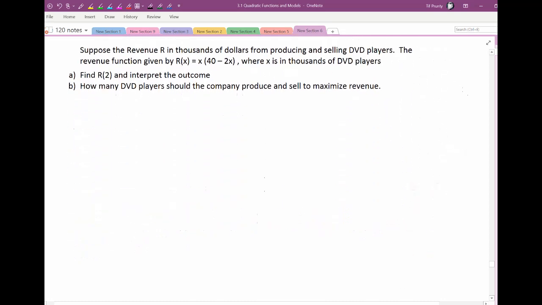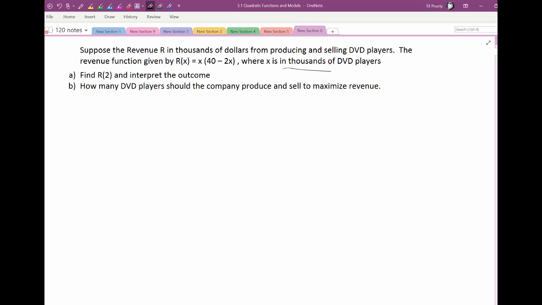Suppose the revenue is given in thousands of dollars, so I have to remember everything's in thousands of dollars when I write out my answer, to produce and sell DVD players. Alright, so we're producing and selling DVD players. The revenue function is given by R of x equals x times 40 minus 2x, where x is in thousands, so everything's in thousands. Now this is actually a common problem we do in business calculus. If you know business calculus, you'll be doing something like this, but using calculus to solve it.